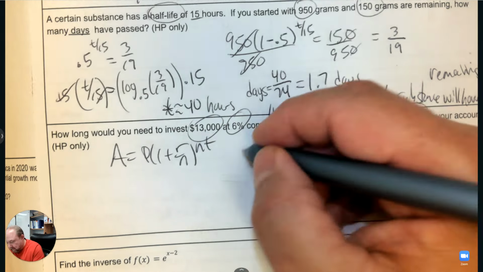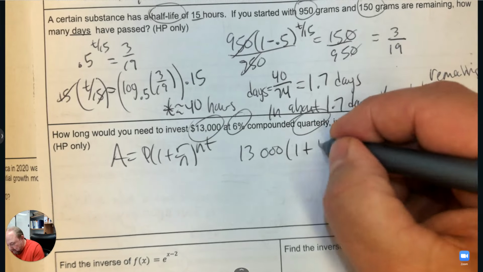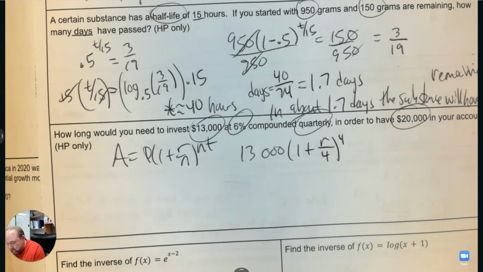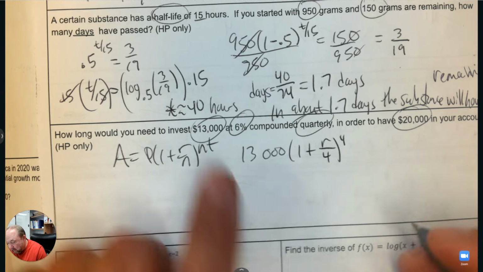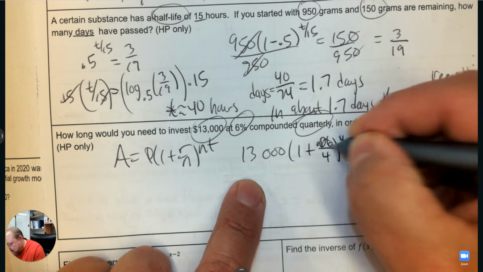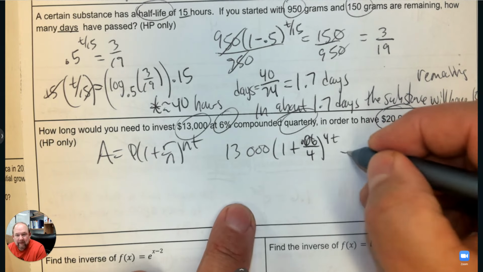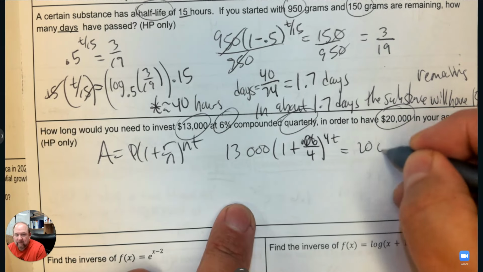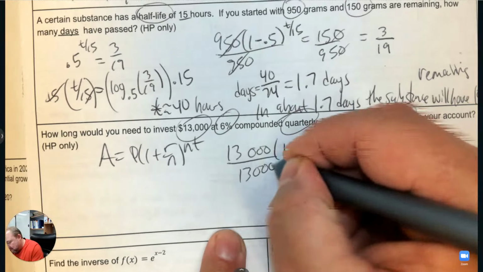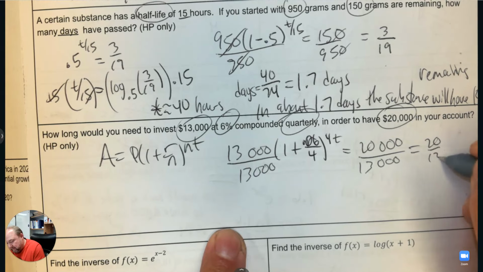So we started with $13,000. The interest rate, I don't know. But we're compounding quarterly. That's 4. Oh, 6%. I do know it. So 6% is 0.06. There it is. But I don't know this part, T. But I know the end result is 20,000. So that's what I'm solving. So I'm going to divide by 13,000. That just gives me 20 over 13.